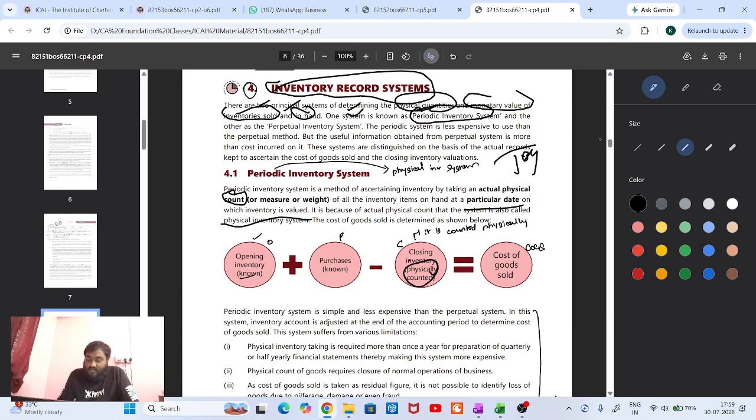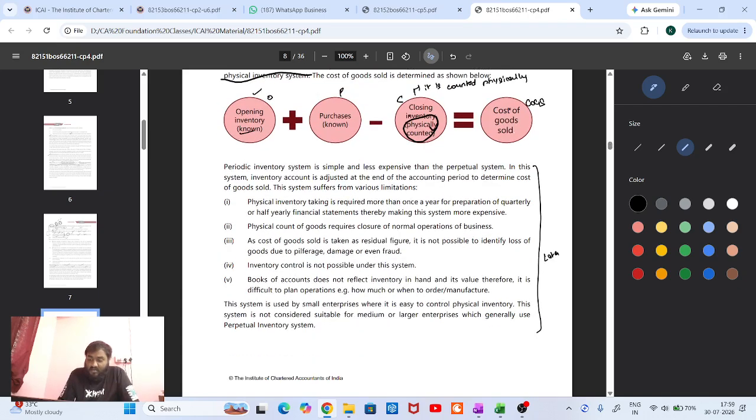The cost of goods sold is determined as below. Cost of goods sold equals opening inventory plus purchases minus closing inventory. This closing inventory comes based on physical counting.